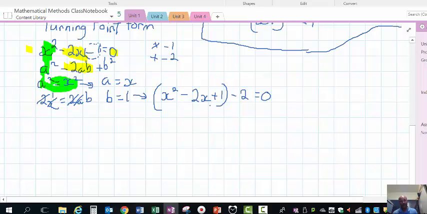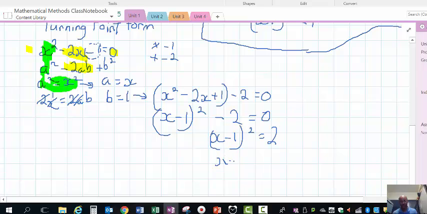So it's a perfect square. A squared minus 2ab plus b squared is the same as a minus b all squared. So it's x minus 1 all squared, but it's also got a -2 there. Now we can solve that. We can add 2 to both sides. We can take the square root of both sides. Sorry, that's an x minus 1.